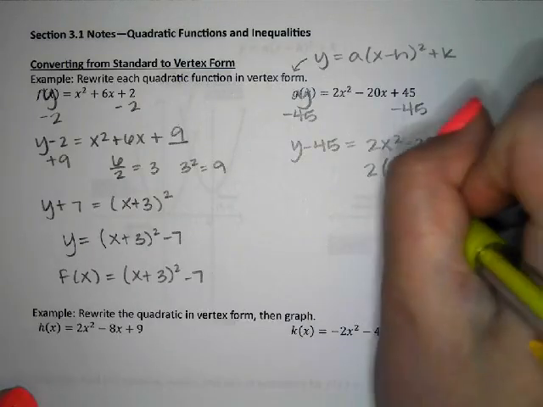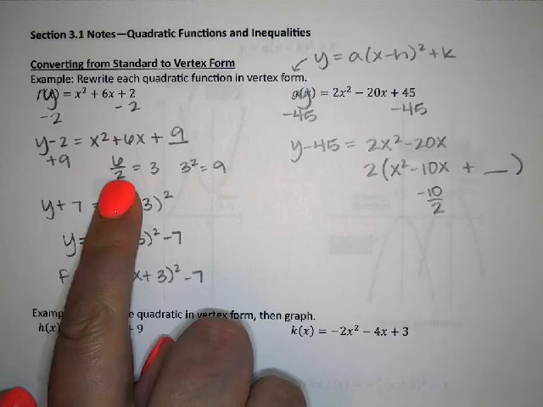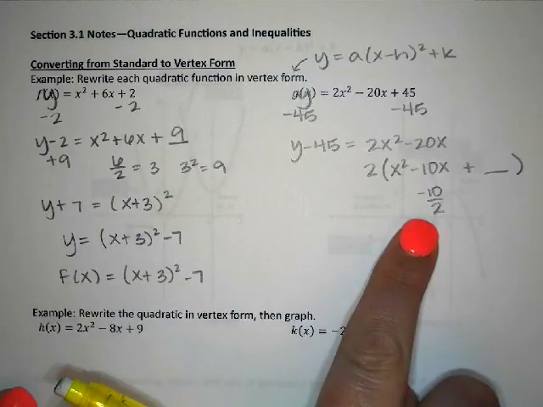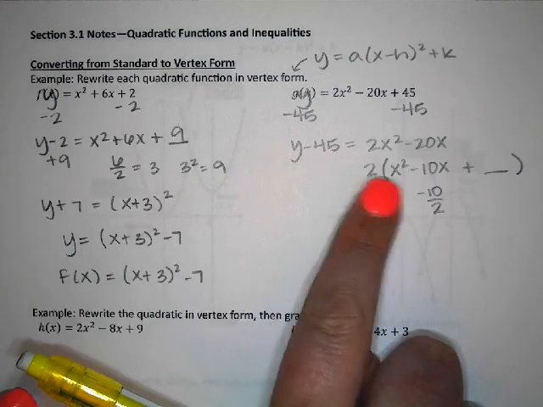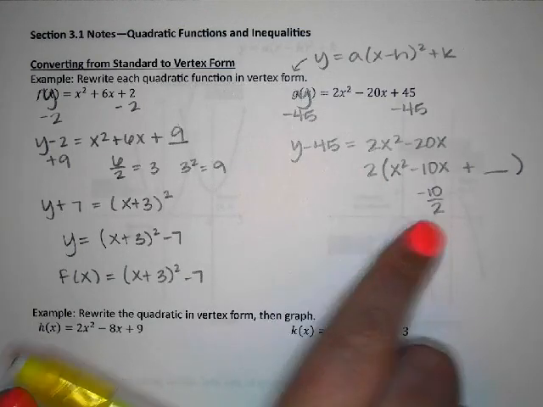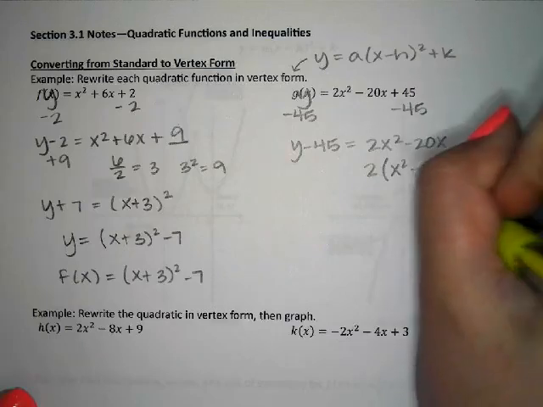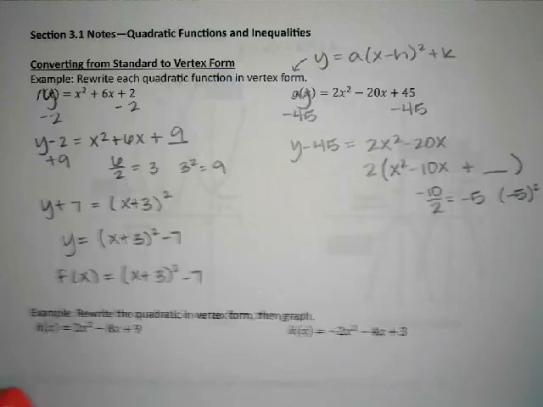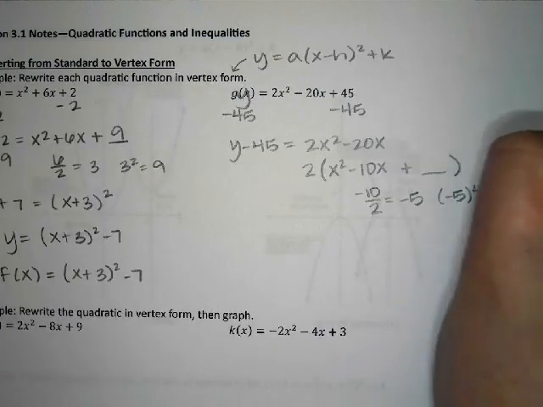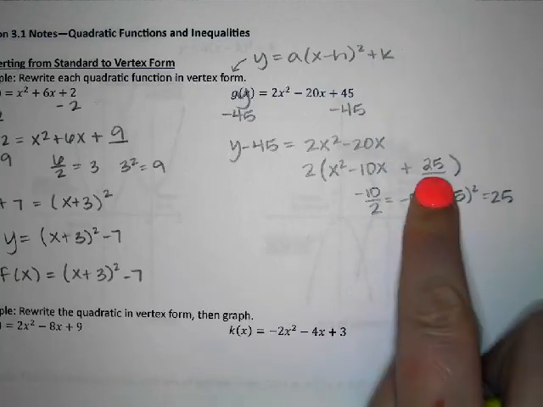So here I'm going to do negative 10 divided by 2. Remember, this part where I divide by 2 and then square it, that's the same on every problem. It's not because there's a coefficient here. The fact that these are both the same number is a coincidence. That's not how it's always going to work. So negative 10 divided by 2 is negative 5. And then negative 5 squared is 25. So 25 is the number that completes the square.